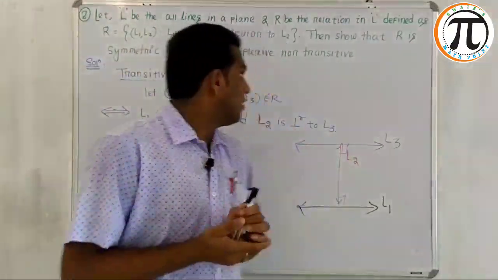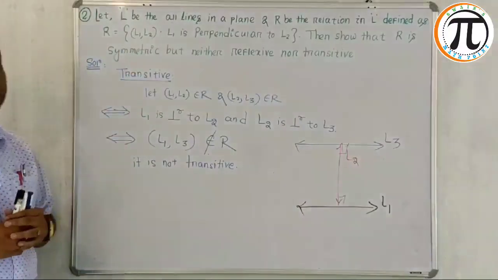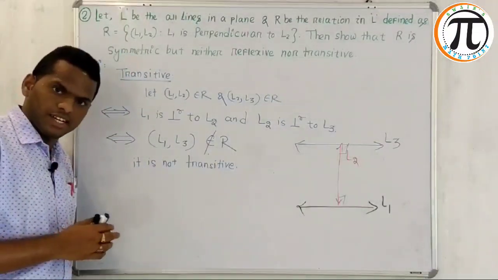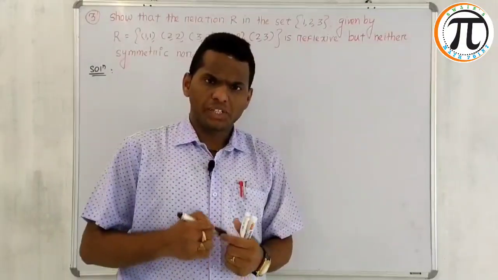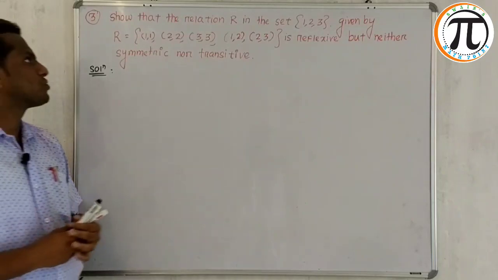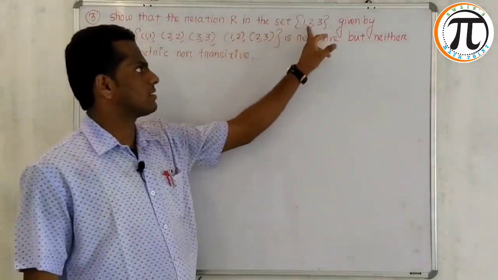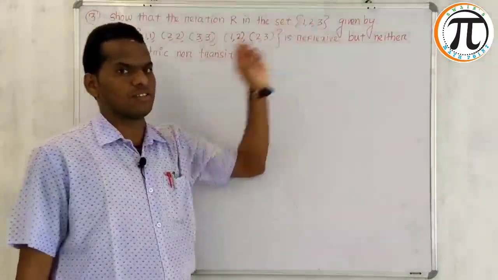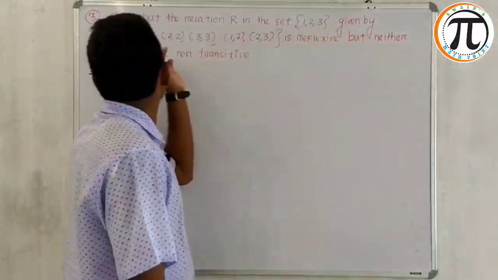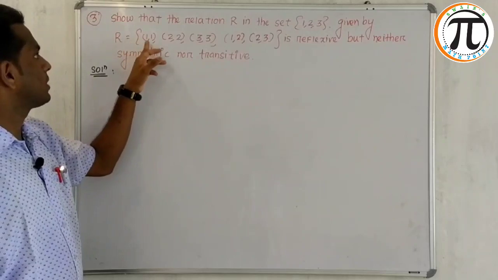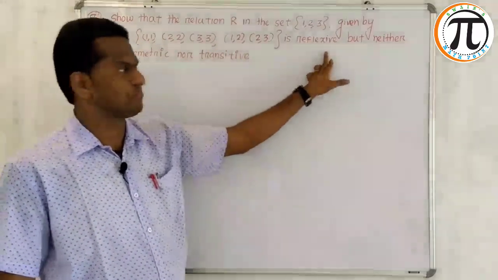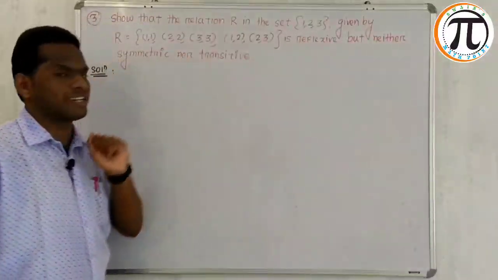So this is the small problem regarding the reflexive, symmetric, transitive case. Clear? So first thing, note it down. Coming to question number 3. Look, this is also a very easy question. The relation is in the given set 1, 2, 3. It is a set with 3 elements, 1, 2, 3. Okay, so you have to prove that the given relation {(1,1),(2,2),(3,3),(1,2),(2,3)} is reflexive but neither symmetric nor transitive.